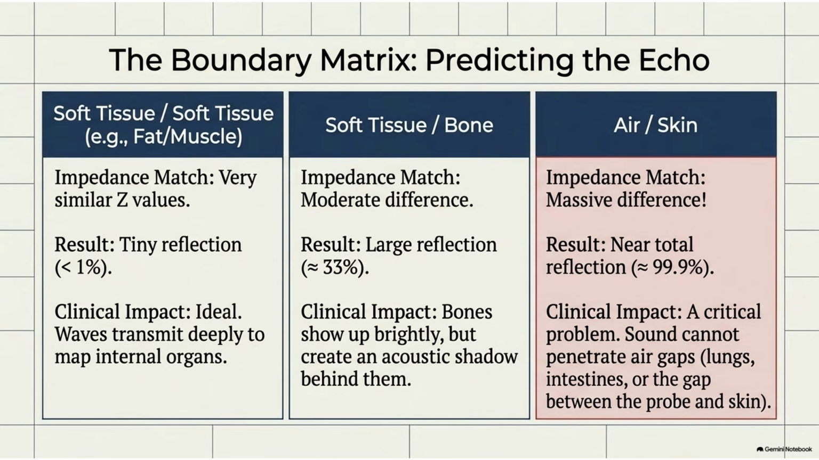The most extreme case shown here is an air-skin boundary. The difference in acoustic impedance is enormous, so almost all of the ultrasound is reflected. This explains an important practical feature of ultrasound scanning. Air is a major obstacle to ultrasound transmission.